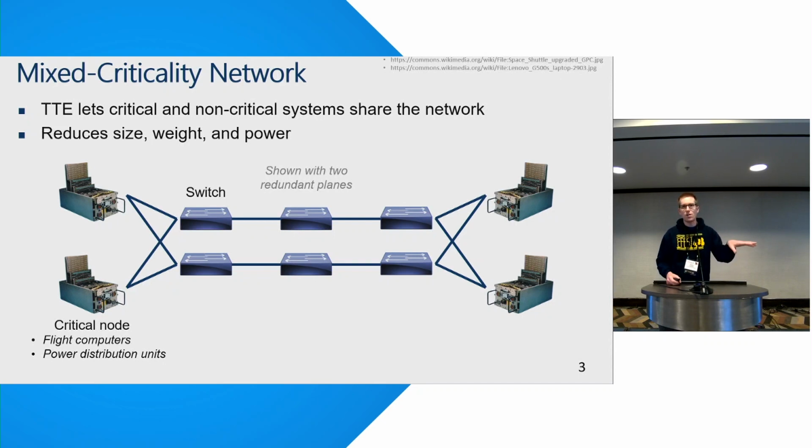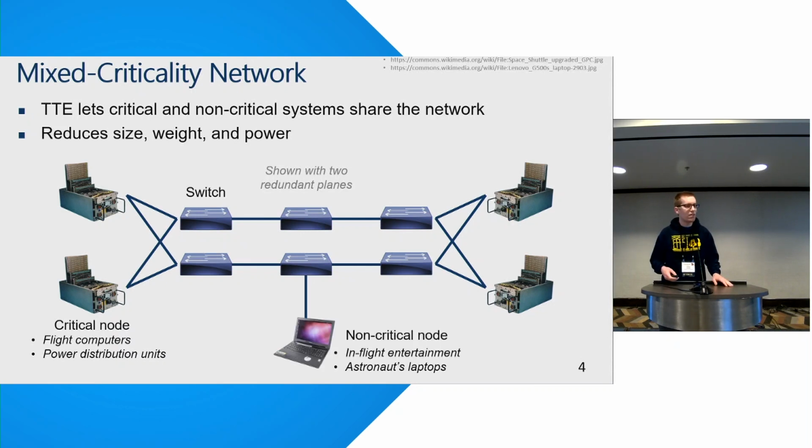And typically, these critical nodes will communicate over multiple redundant planes of the network or redundant channels for fault tolerance. But then hanging off of one of those redundant planes will be some number of non-critical nodes. These could be things like the in-flight entertainment system in an aircraft, or in spaceflight, very commonly, a laptop used by an astronaut to conduct experiments when they're on a space station.